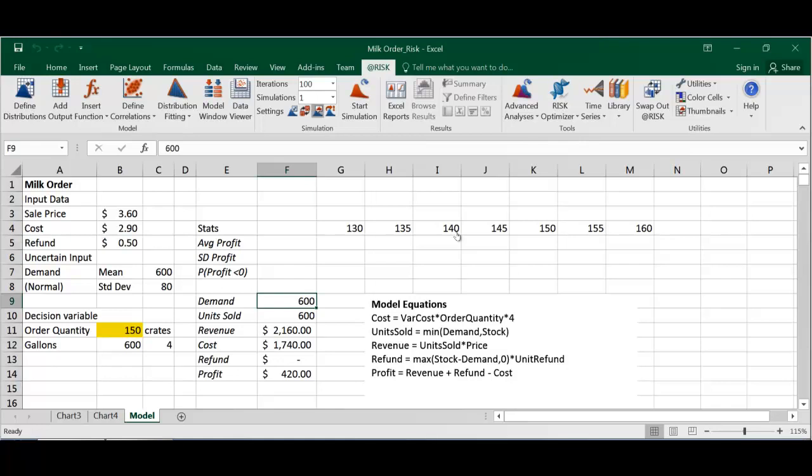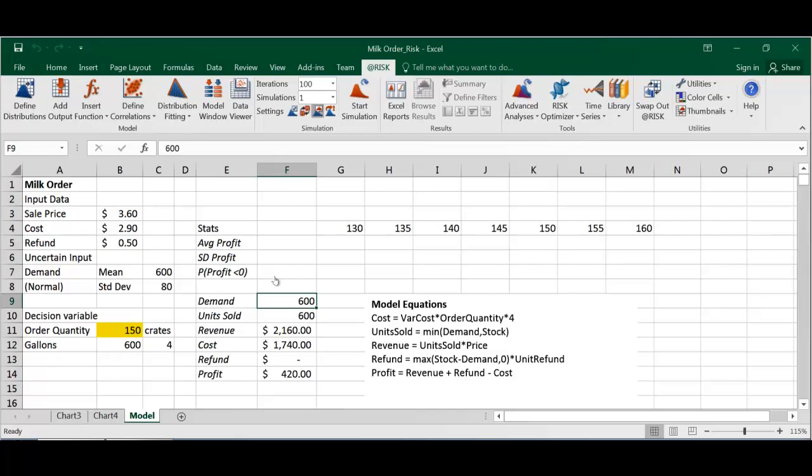Okay, so here I have the model for our decision problem. We have the input data that was given in the description of the problem. I have the uncertain input, the mean and the standard deviation for demand. I have my decision variable, the order quantity, that then, based on the fact that each crate includes 4 gallons, I can calculate the actual stock of 600.